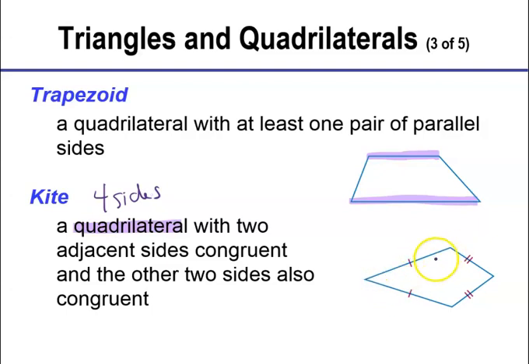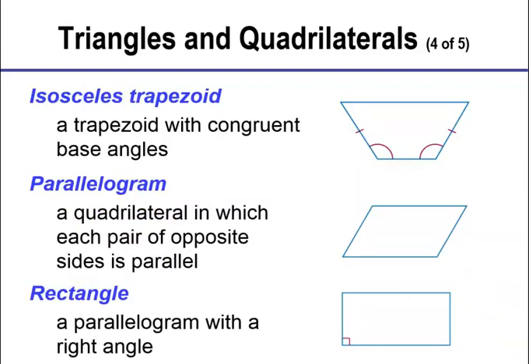So notice the longer sides here, they're adjacent to each other. Those are congruent. And then the other two are congruent as well, but not necessarily all four congruent. But if they were, it would still be a kite. Okay? So, again, at least two adjacent sides are congruent for a kite. And there's more. There's an isosceles trapezoid.